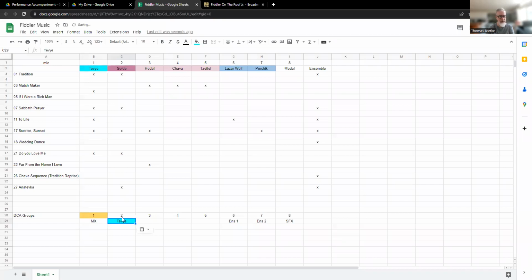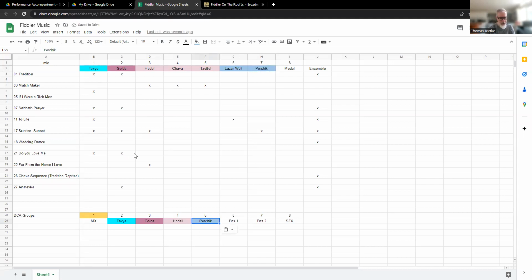Tevye in the next group here in group number 2, and Golde in group number 3. And then we're going to just look down who else needs to be split up between them that cannot overlap either Tevye or Golde for one of the musical numbers. And so that would be here, Hodel. So Hodel needs to be in the next group. And also in the same number here is Perchik. So Perchik is going to go into the next group.